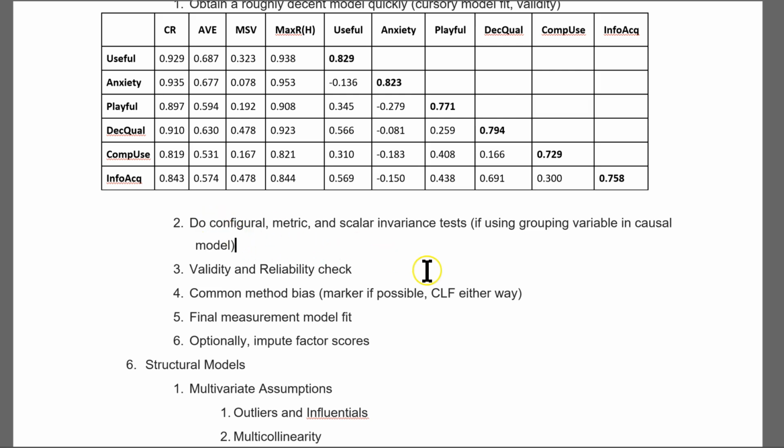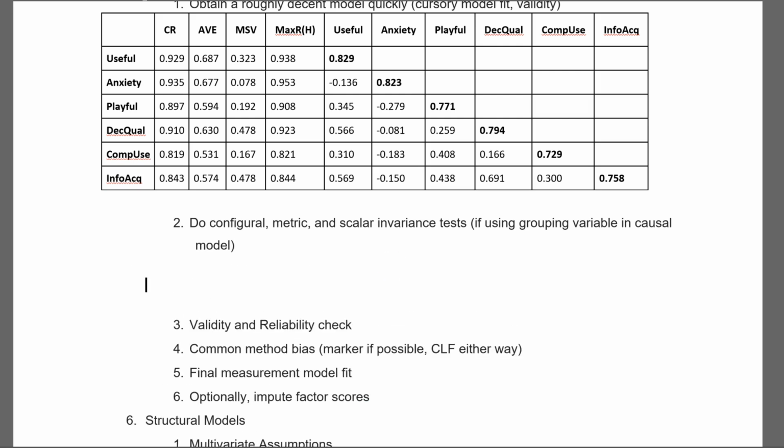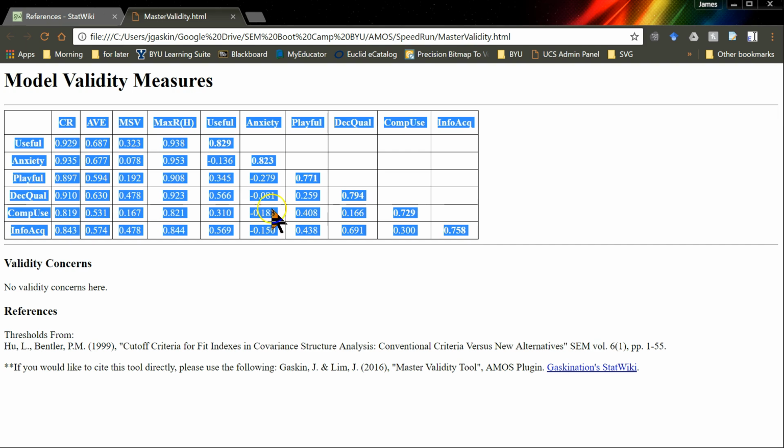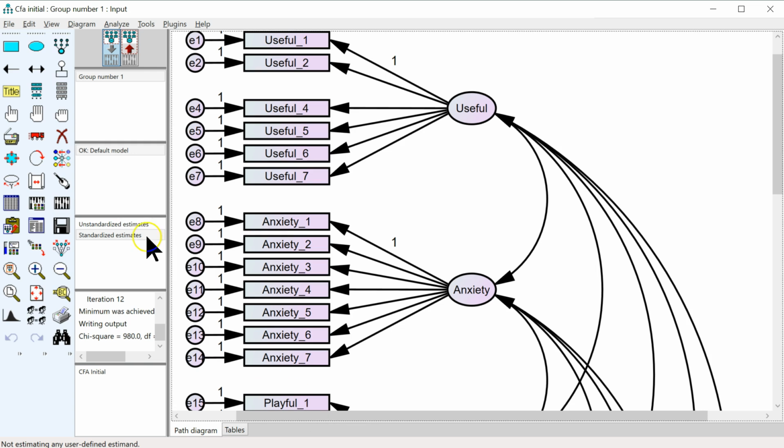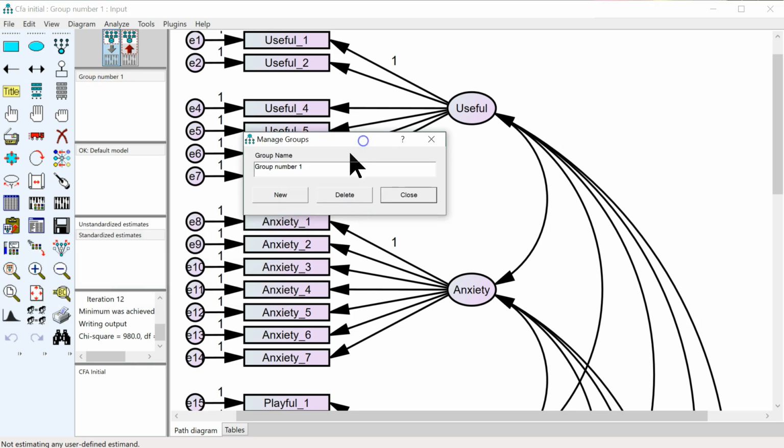All right, let's do configural, metric and scalar invariance tests. Let's do it. Configural, and why are we doing this? It's because we have multigroup later. So let's go over here. We're going to save, and then we're going to do group number. We're going to change this to be male, and new, female. There we go. Close.